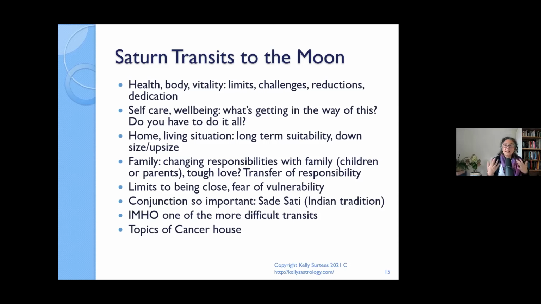And when you get into that exact piece of Saturn making the conjunction, the square, or the opposition to the moon or to the other planet, it's time to actually address it, to have the hard conversation, to be honest with yourself, those types of things. You also want to bring in the topics of the Cancer house in your chart.